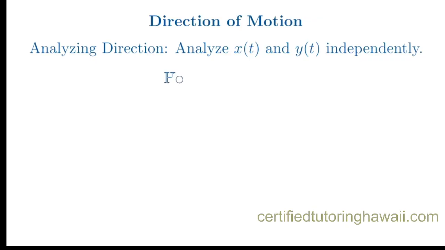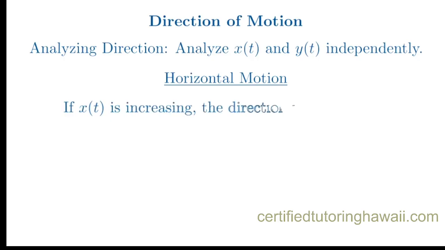Now, let's explore our first key concept, analyzing the direction of motion. How do we determine if the particle is moving to the right, left, up, or down? The beauty of parametric equations is that we can analyze the x and y components of motion completely independently. This makes the analysis much simpler. Let's start with horizontal motion. We look at the x component, x of t. If the x-coordinate, x of t, is increasing as t increases, it means the particle is moving to the right. It's getting further to the right on the x-axis.